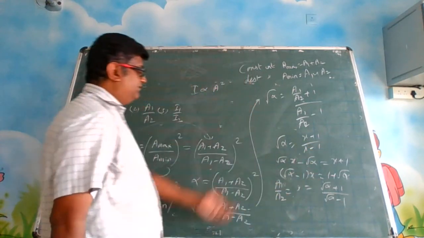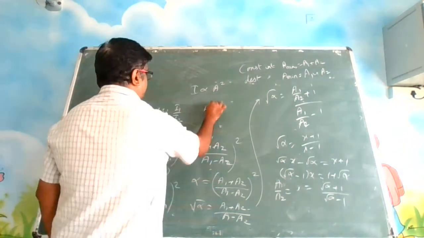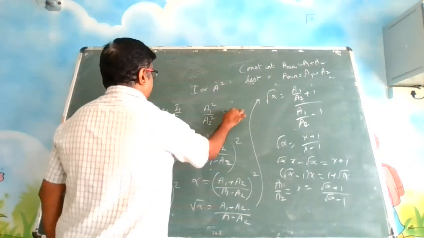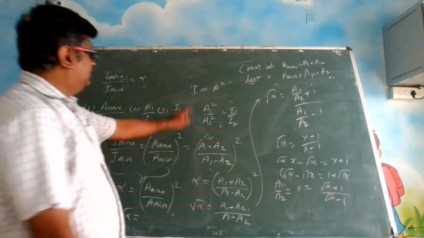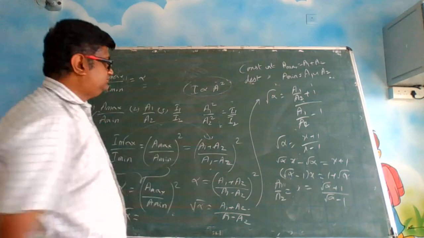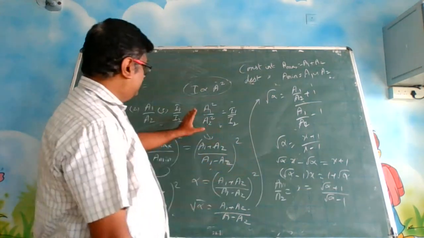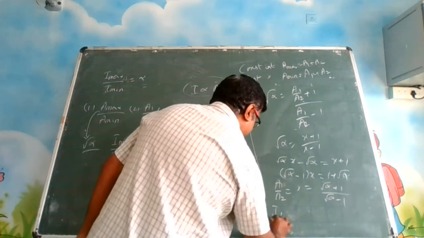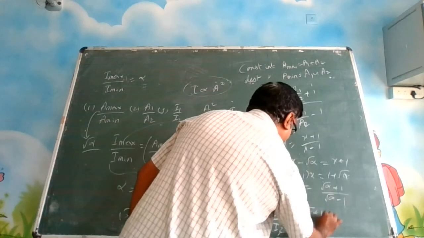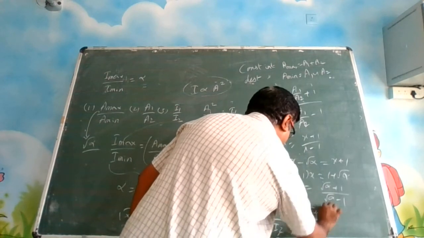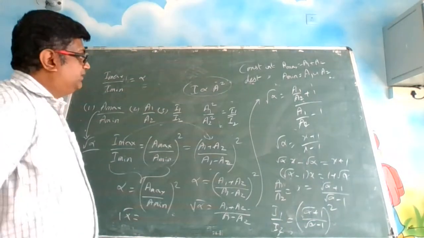ठीक है, A1 by A2 पता है, you can find out I1 by I2. How? You know that A1 square by A2 square will be equal to I1 by I2. ठीक है, ये वाला लॉजिक लगा सकते. So you know A1 by A2 यहाँ निकाल लिया, तो क्या हो जाएगा? I1 by I2 will be equal to root alpha plus 1 divided by root alpha minus 1 whole square. Okay, so this is how you can approach.